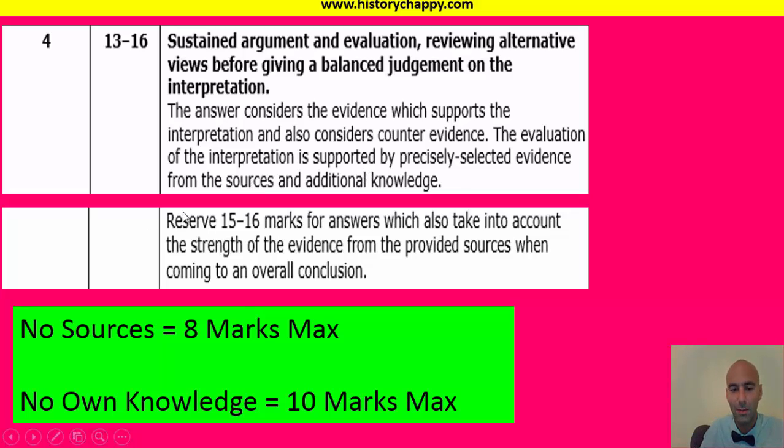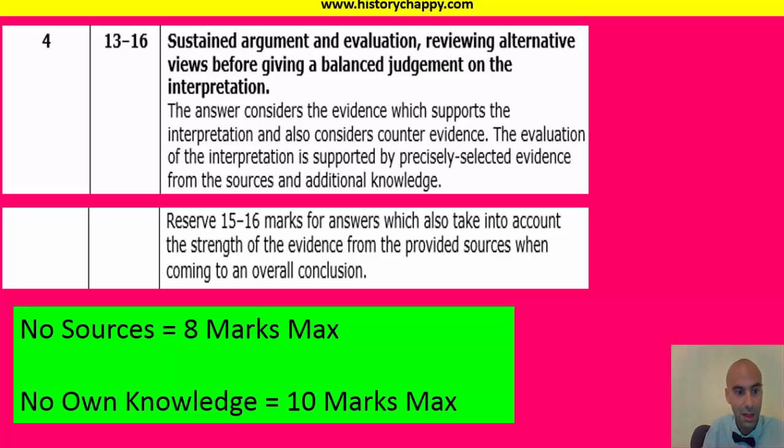You can only get top marks for this if you take into account the strength of the evidence from the provided sources when reaching your conclusion. So you're not just looking at the content, what's in the sources, you're looking at the context, the nature, the origin, the purpose. You're stacking up knowledge on either side to see which side, the for or against, is the strongest. You must take that into account when reaching your judgment. Do it before, do it in your for and against, but you must then refer back to that when making your judgment in order to get 15 or 16. If you don't, you won't. It's as simple as that.